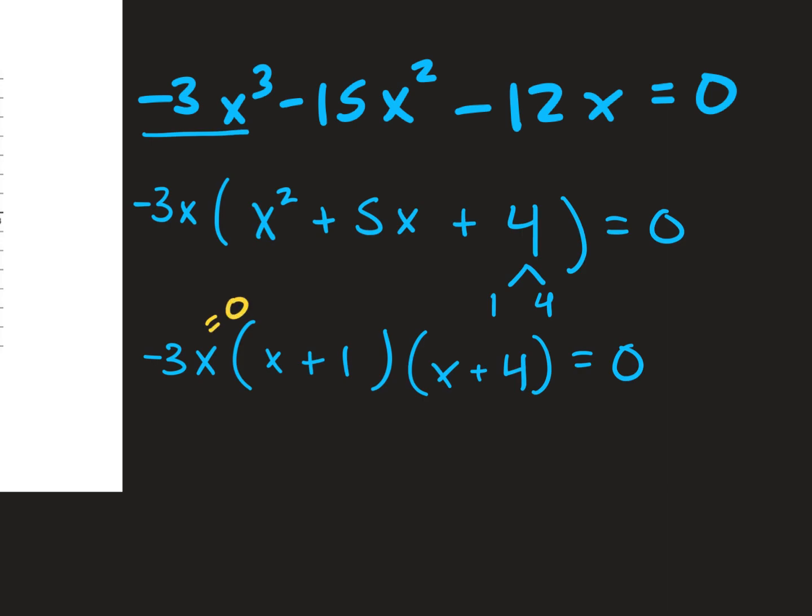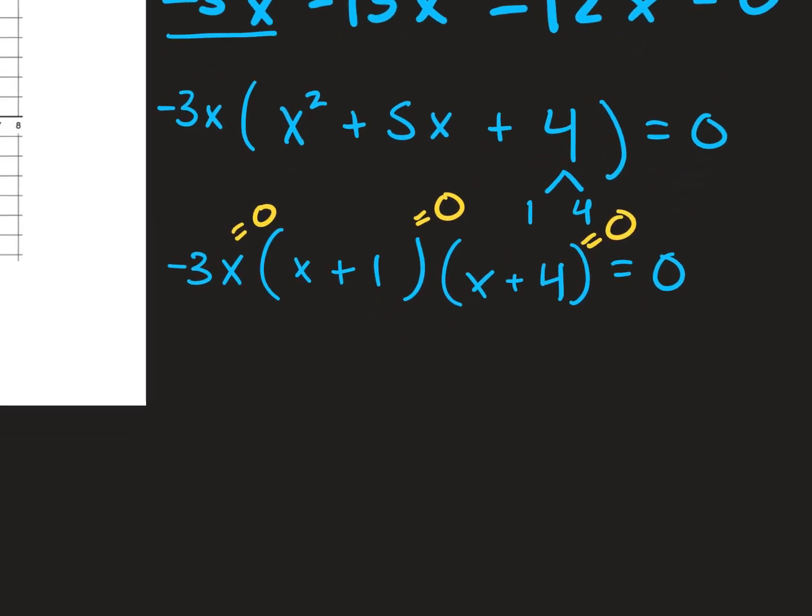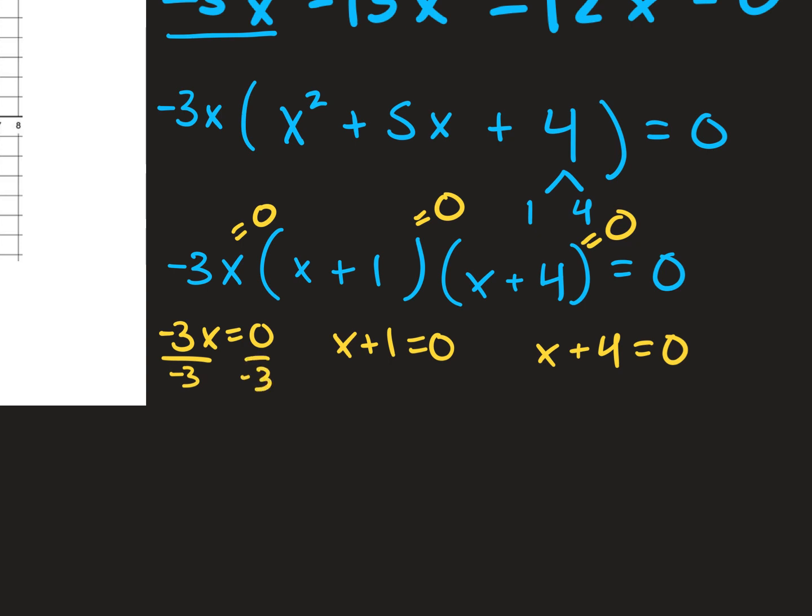Equal them all to 0. Don't forget to set the GCF equal to 0 too. So -3x is equal to 0. X plus 1 is equal to 0. And x plus 4 is equal to 0. So when we solve the first one, we're going to divide by -3. So x is equal to 0. Next one, we're going to subtract 1. X is equal to -1. And then subtract 4. X is equal to -4.